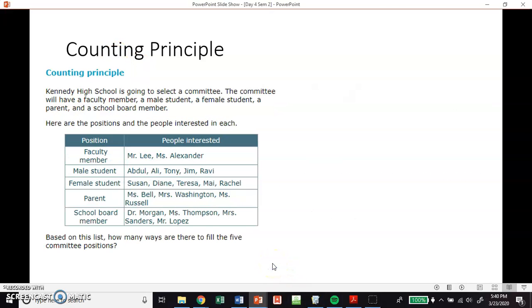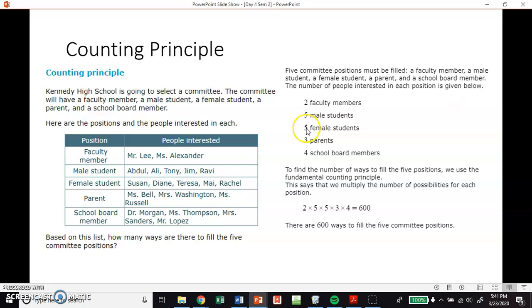Okay. From that last question, you can see that you just take the total number in each category and multiply them together. So you have here 2 faculty members, 5 male students, 5 female students, 3 parents, 4 school board members. You simply multiply all of those together to tell how many different ways there are to fill the committee positions. So there are 2 times 5 times 5 times 3 times 4, which happens to be 600 different ways you could fill up this 5-person committee.